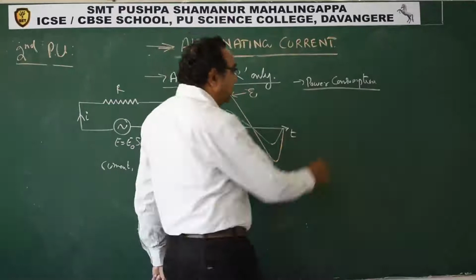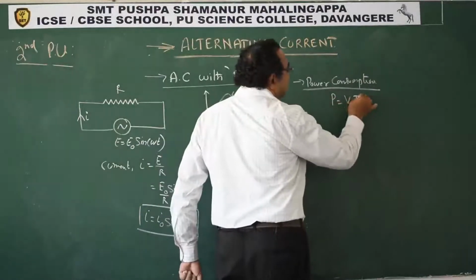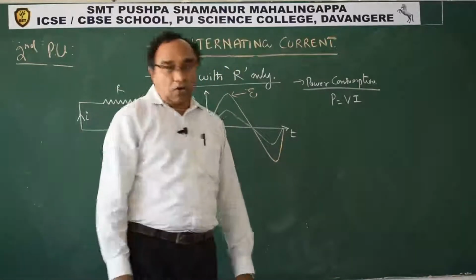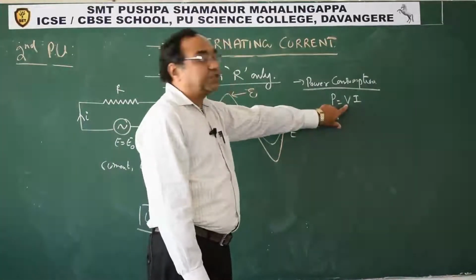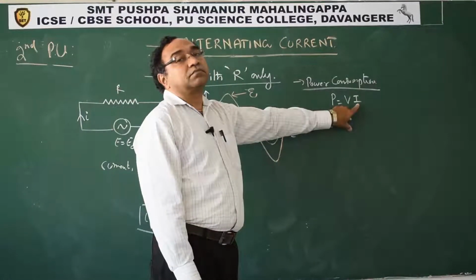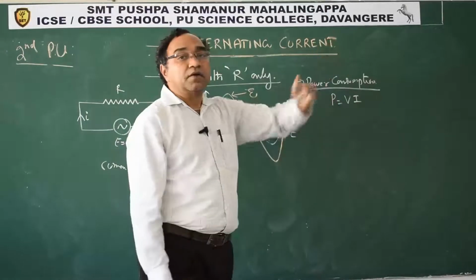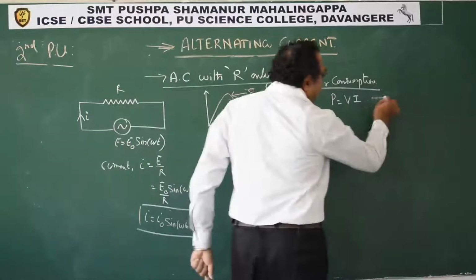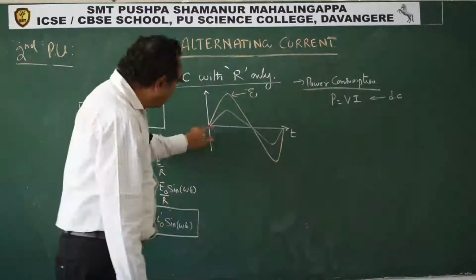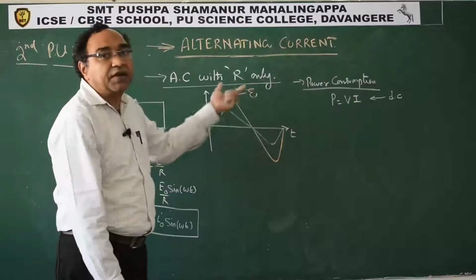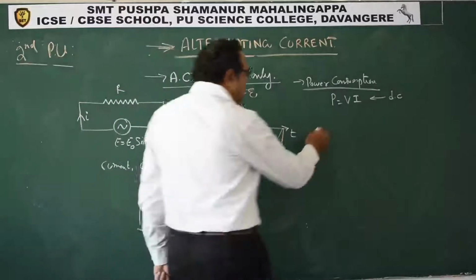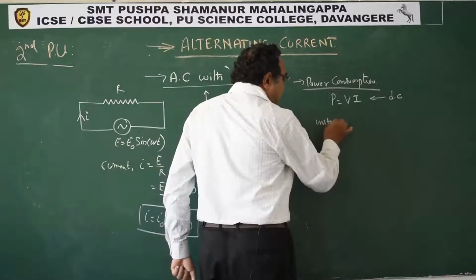We know that in a DC circuit we write P is equal to VI. In a DC circuit we happily write P is VI. Why? Because V does not change with time, and I does not change with time. Therefore we say P is VI. But in AC, at every instant V is different and I is different. That is why we say instantaneous power.